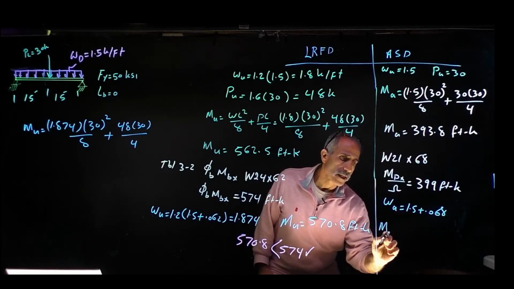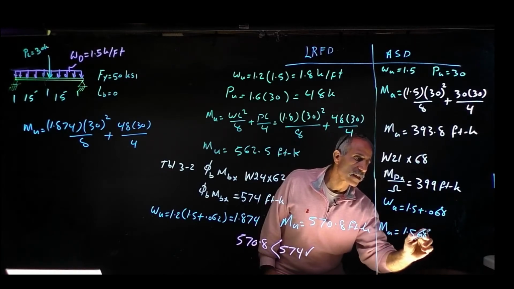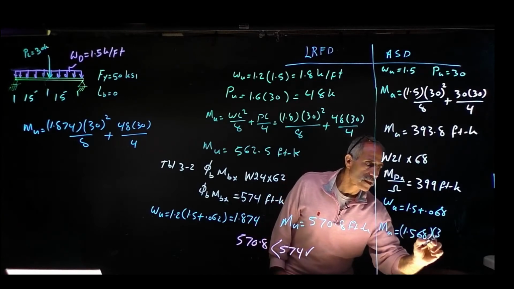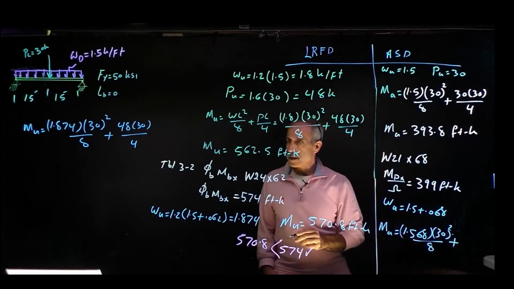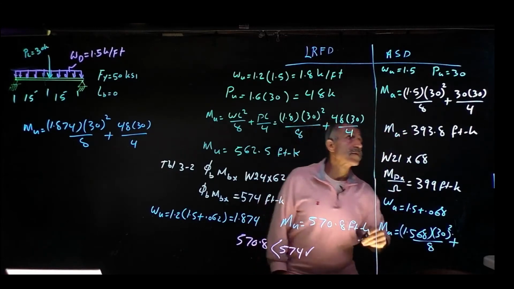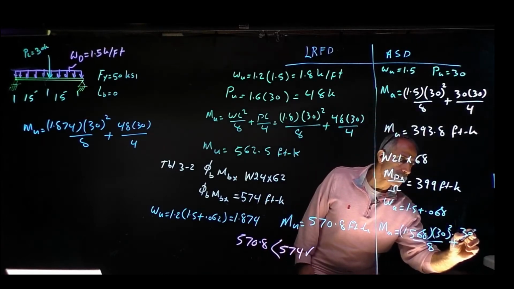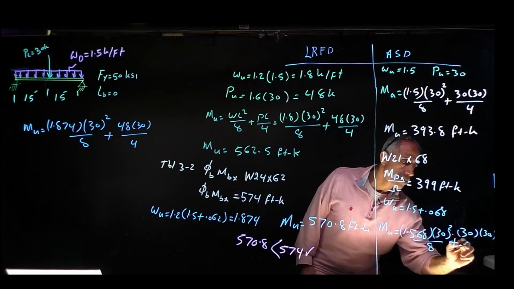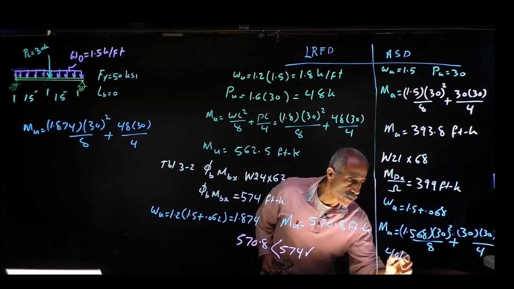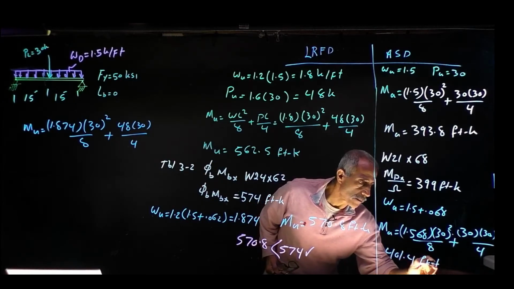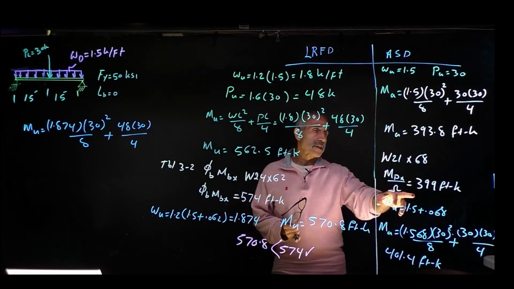So MA comes out to 1.568 times 30 squared divided by 8 plus PL divided by 4, which is 30 times 30 divided by 4. And that comes out to 401.4 foot kip.